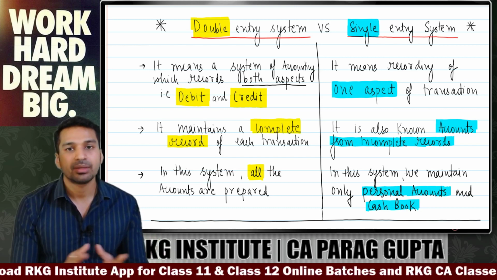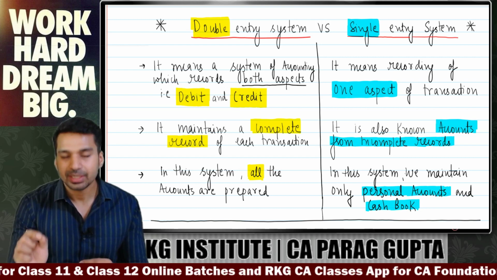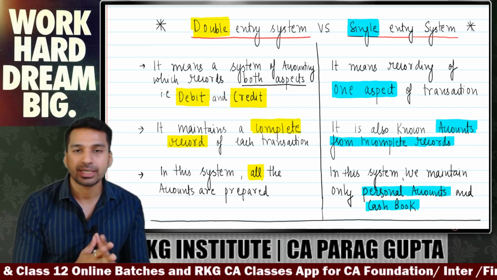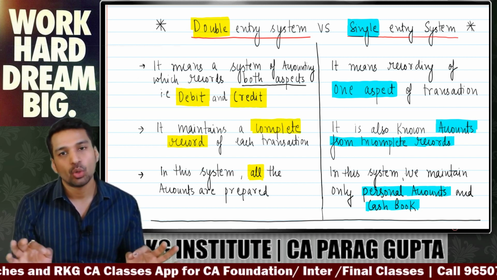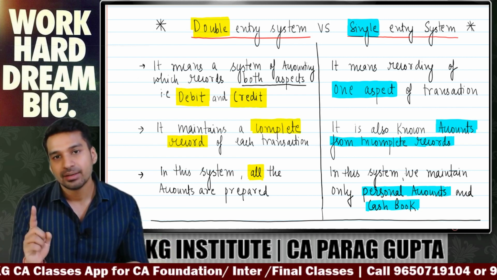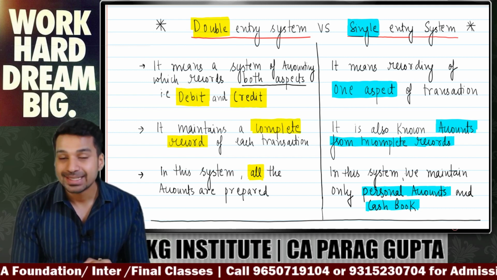So you just remember what double entry means, recording two aspects. One is known as debit, other is known as credit. We will be studying it in the later part. And in single entry system, we will be recording only one aspect. So this is basically your complete chapter 1.